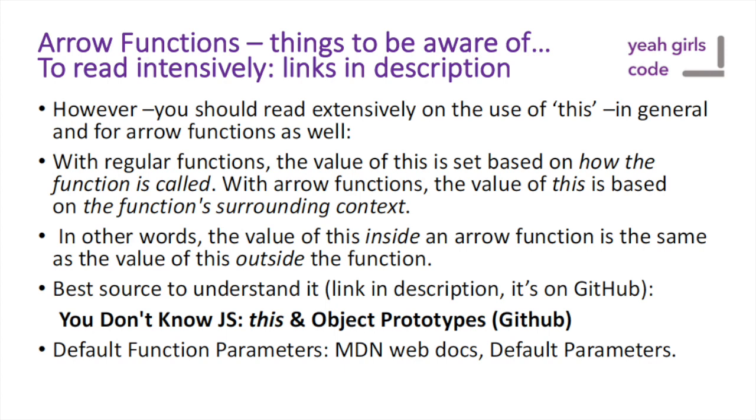With regular functions, the value of this is based on how the function is called. With arrow functions, however, the value of this is based on the function's surrounding context. So in other words, the value of this inside an arrow function is the same as the value of this outside the function.